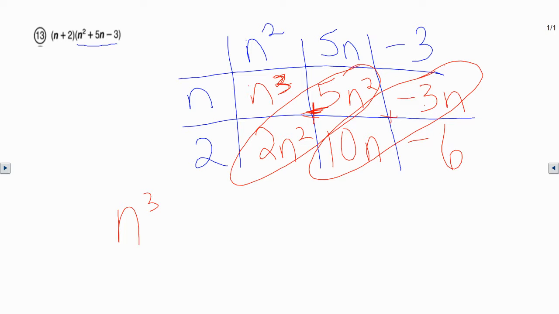So 5 plus 2 is 7, and I keep my n squared. Negative 3 plus 10, be careful with that sign, use a calculator. Negative 3 plus 10 is a positive 7. It keeps the n, and then my minus 6 at the end. So that's the product.